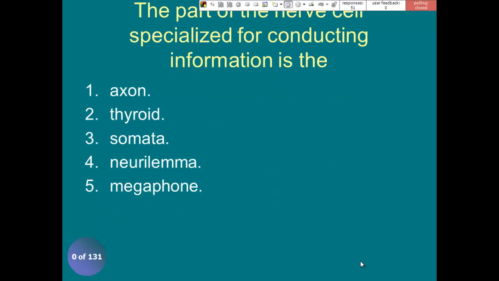Still with me? Let's see, for 1 point. The part of the nerve cell specialized for conducting information is what? What's one part of the nerve cell? So the key term is part. A part of the nerve cell that's specialized for conducting information. Is it the axon, the thyroid, the somata, the neurolemma, or the megaphone? Which one is the correct answer?